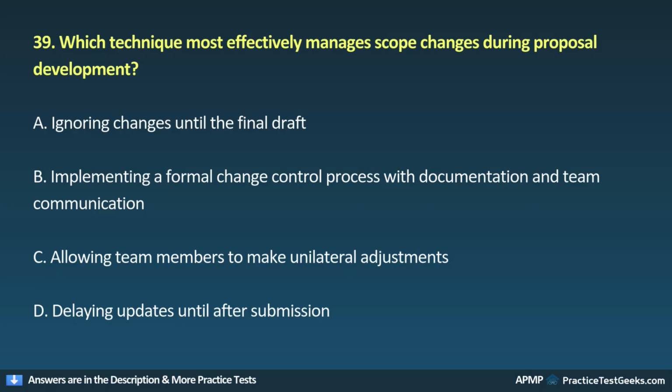39. Which technique most effectively manages scope changes during proposal development? A. Ignoring changes until the final draft. B. Implementing a formal change control process with documentation and team communication. C. Allowing team members to make unilateral adjustments. D. Delaying updates until after submission.